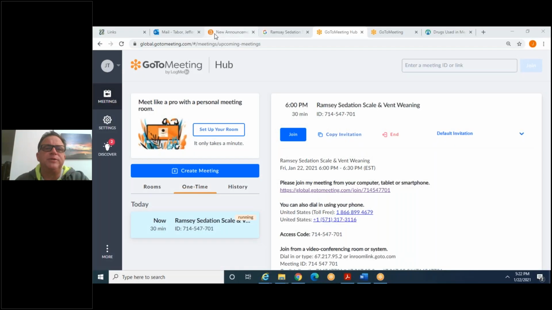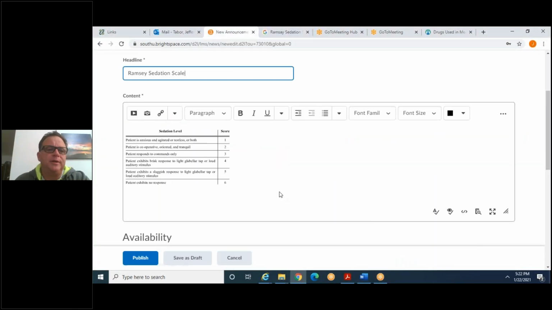I wanted to provide a little bit of information regarding the Ramsey Sedation Scale and weaning from the ventilator. This is just going to be a short session, but I'm going to share my screen with you, and I'm going to post an announcement regarding the Ramsey Sedation Scale.